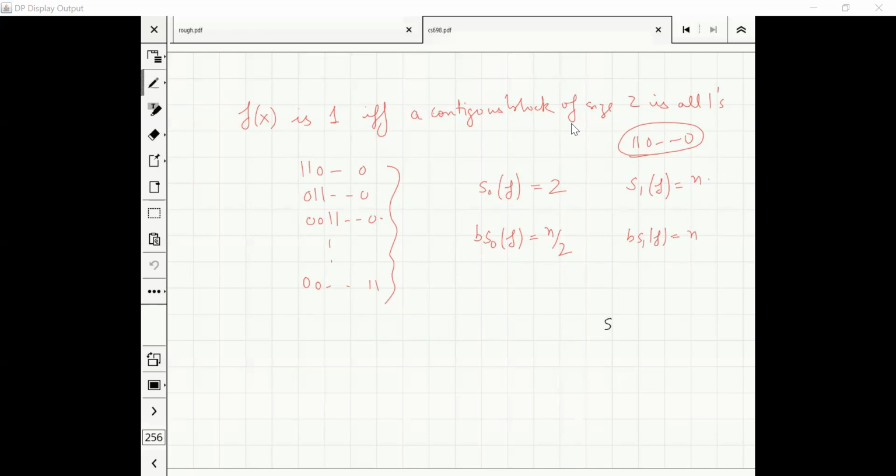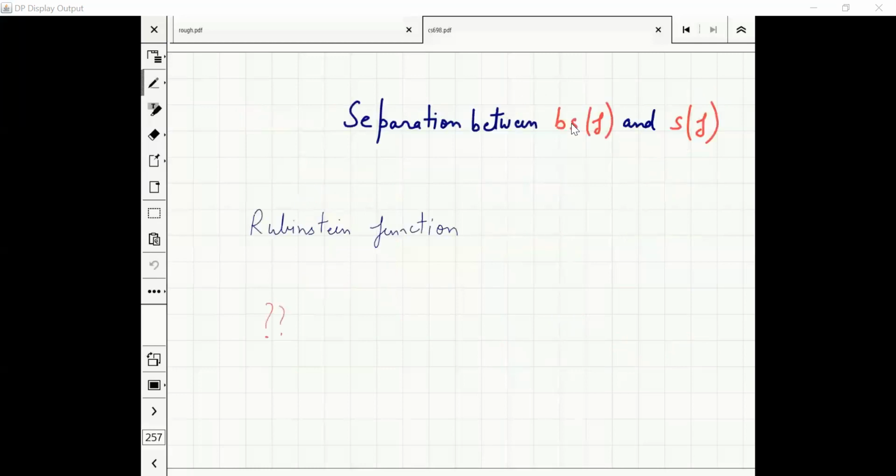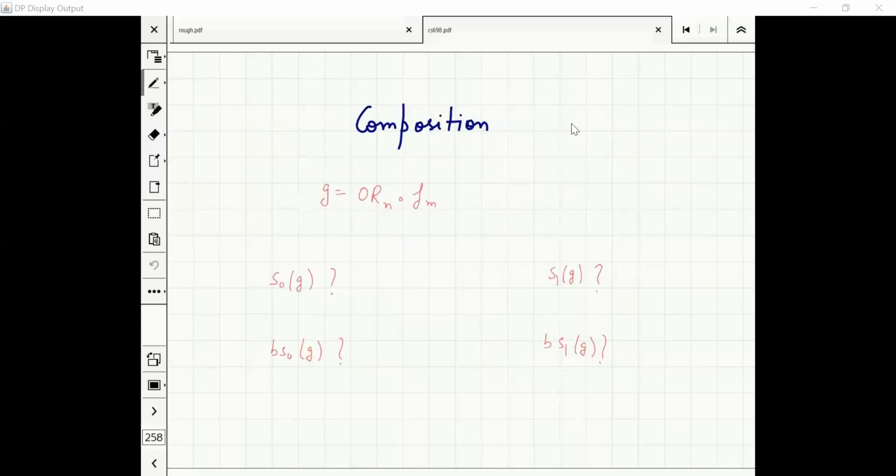Very good. For OR, what is S1F? 1. S0F is n, right. So now, can you think of some idea by which I can use F to create a function where sensitivity and block sensitivity are different? Some composition of both the functions, OR and this function. Very good. The simple idea is the composition of OR and F. So let's see what happens when we compose OR with any general function F.